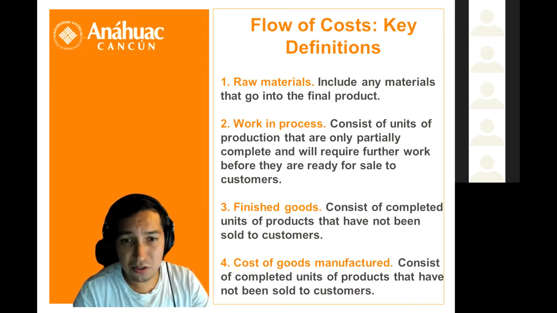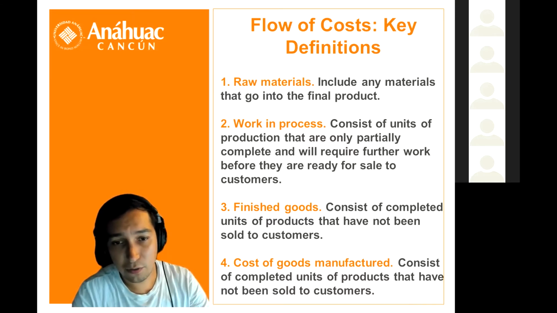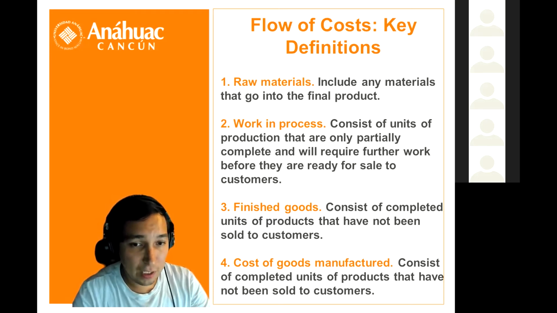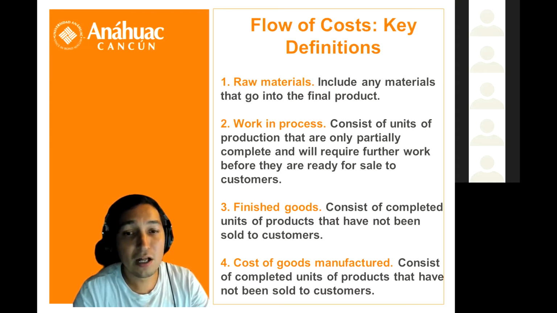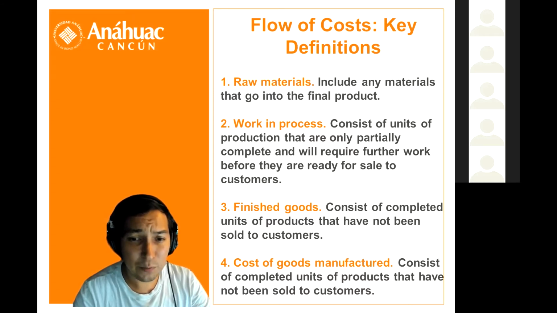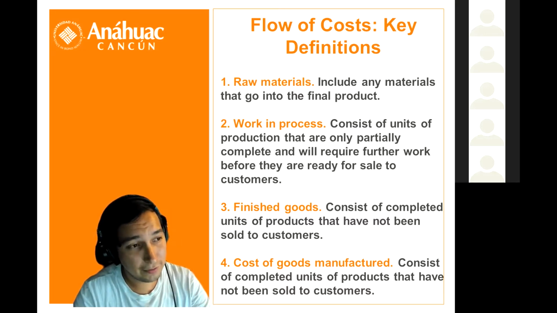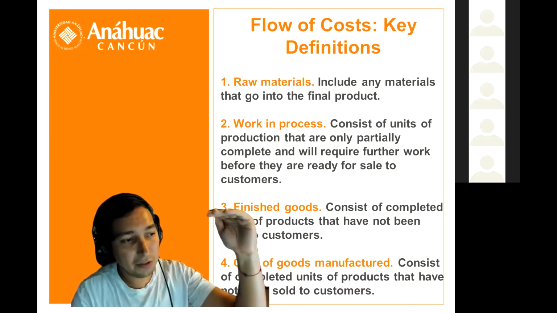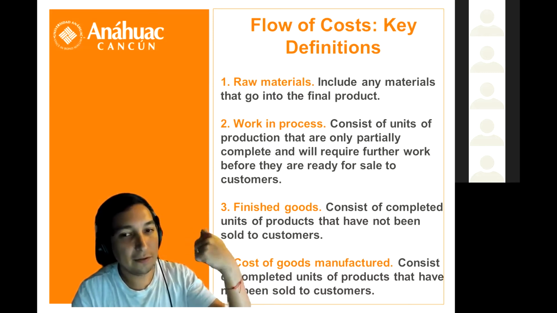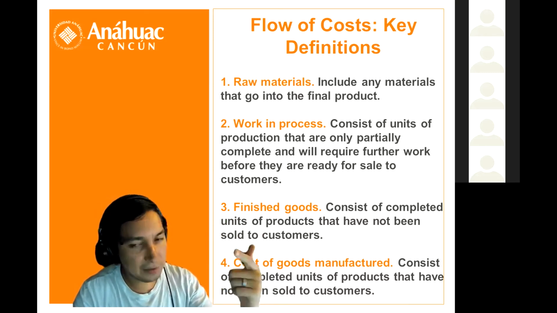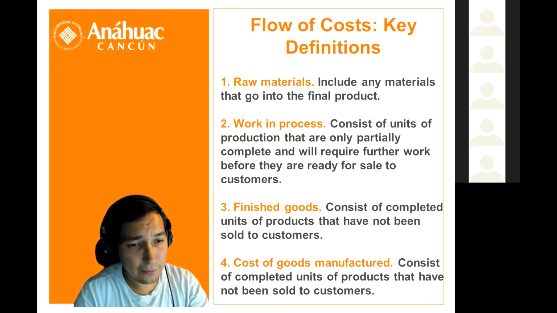As you guys know, we've got 3 different types of inventory. Now we have the raw materials inventory, so that's the materials that go into the final product. Then we have the WIP inventory, which consists of units of production that are only partially complete and require further work before they are ready for sale to customers. WIP is where we add in our raw materials and our direct labor and our MO. So raw materials, it's just raw material. The WIP, we add the direct labor, direct materials, and MO. Remember that?